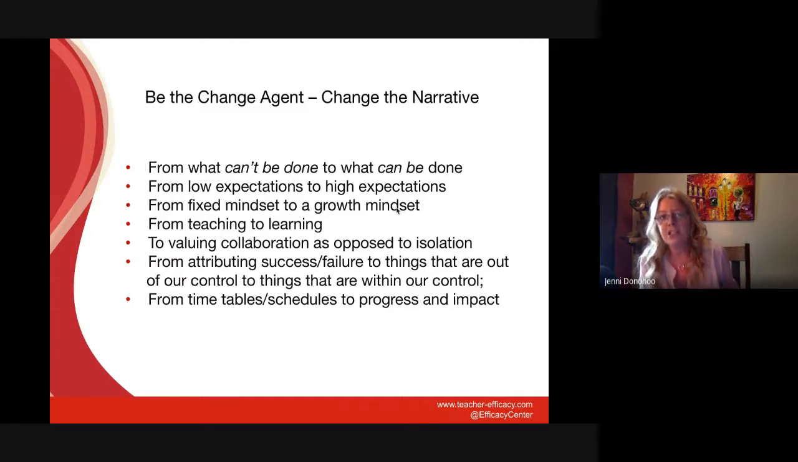And we need to shift those conversations to ensure that teachers focus not on what can't be done, but on what can be done, ensuring a culture of high expectations and growth mindsets, and shifting the conversations from teaching to learning, and to attribution for success and failure, recognizing that there are things that are definitely within our control. Even in the midst of COVID-19, there's a lot that's within our control.